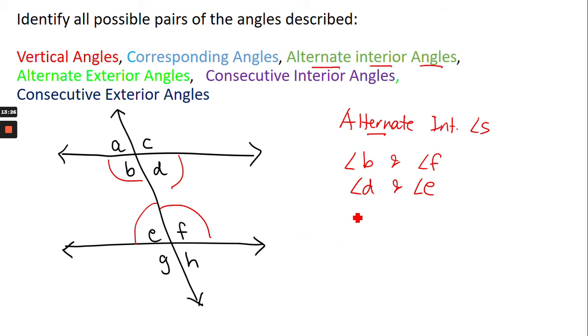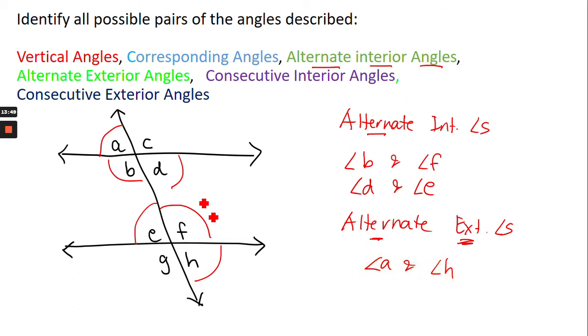Right? What about alternate exterior angles? Okay, what are the pairs of alternate exterior? So they should be at the exterior, alternate, one should be on the left side and the other one should be on the right side. So angle A and angle H, angle C and angle G.